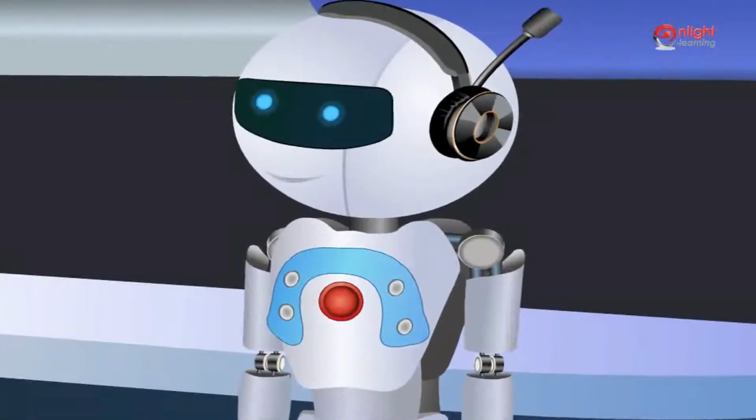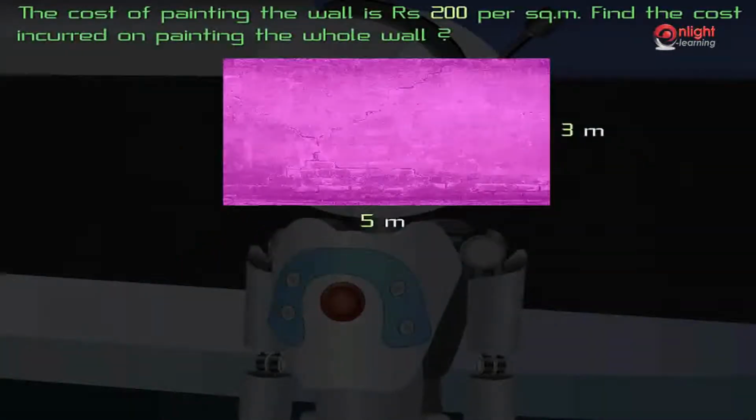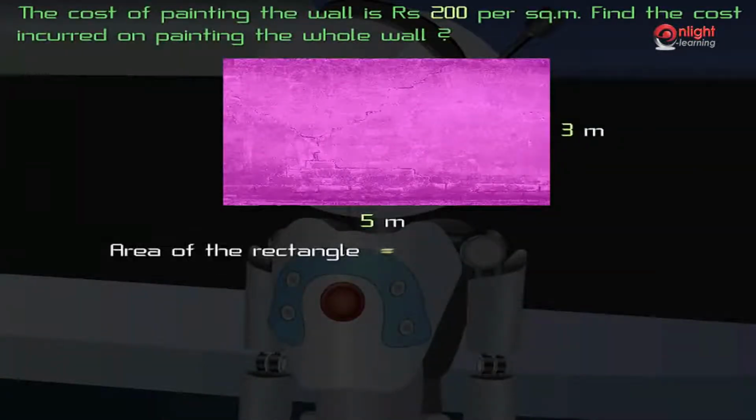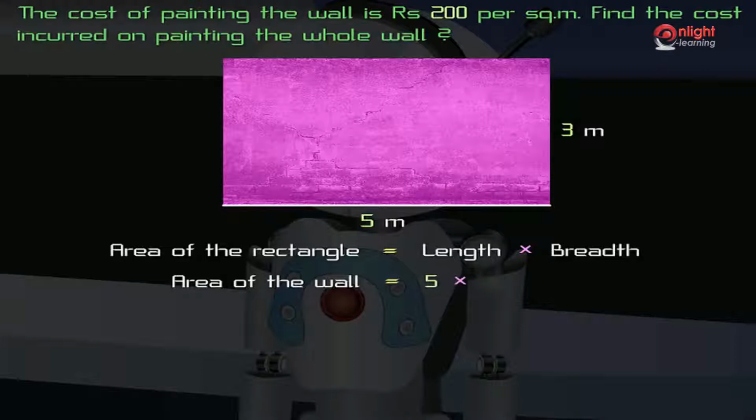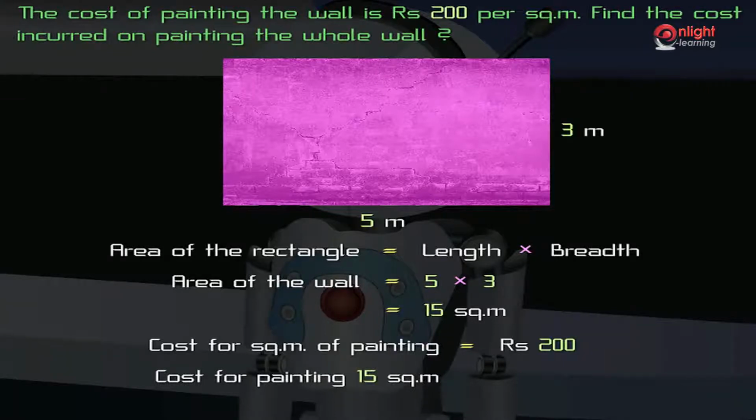Here, we are required to find the cost incurred on painting the wall. For finding the cost, we first have to find the area of the rectangular wall. Area of a rectangle is defined as the product of length and breadth of the rectangle. Therefore, area of the wall is 5 meters multiplied by 3 meters, which gives 15 square meters. Now, cost per square meter of painting is rupees 200. Hence, cost for painting 15 square meters is rupees 200 multiplied by 15, which is equal to rupees 3000.